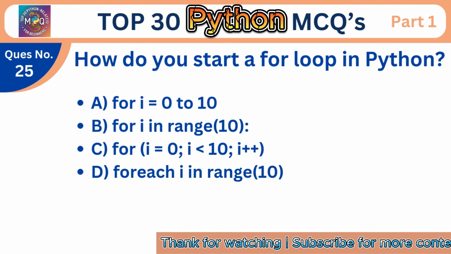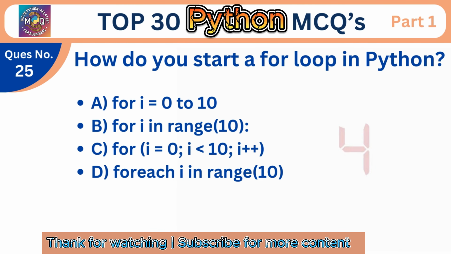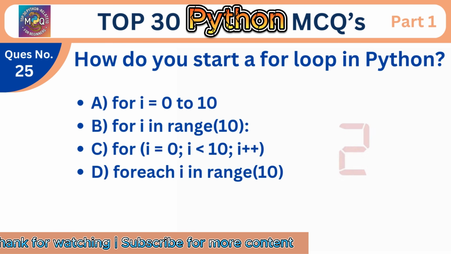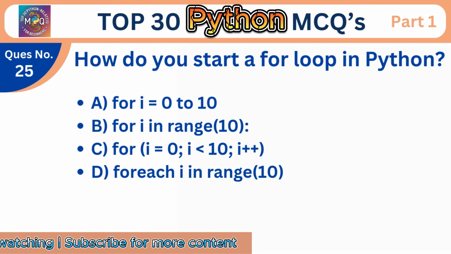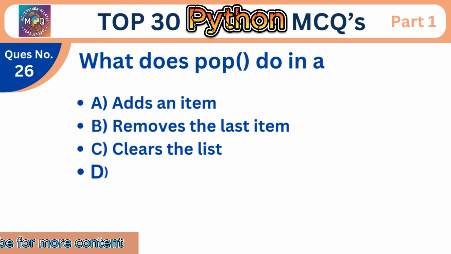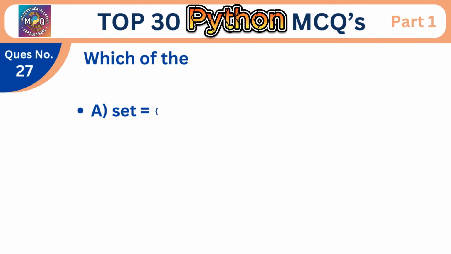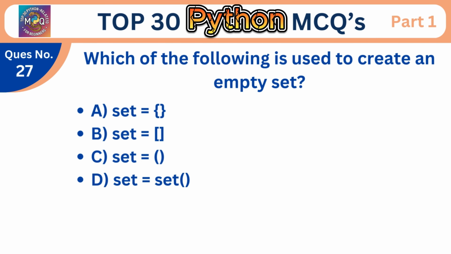How do you start a for loop in Python? What does pop do in a list? Which of the following is used to create an empty set?